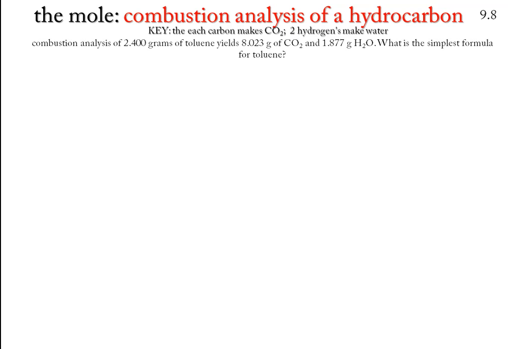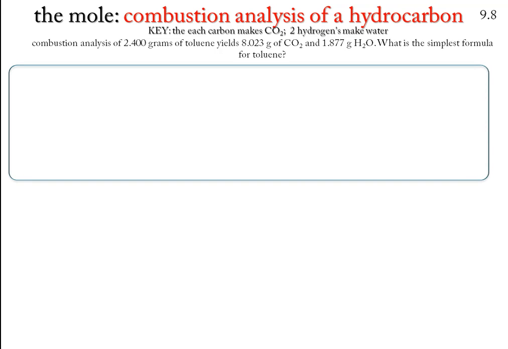Here's our problem. Combustion analysis of 2.4 grams of toluene yields some carbon dioxide and some water in those amounts given. Let's come up with a simple formula for toluene. Start with what you're given. We started with a little over 8 grams of carbon dioxide. We figure out how many moles that is, since 44 grams is a mole. And then we recognize that every mole of carbon dioxide had to begin with a mole of carbon in our starting material. Or another way of saying it is that a mole of carbon dioxide contains 1 mole of carbon. We must have started with 0.1823 moles of carbon.